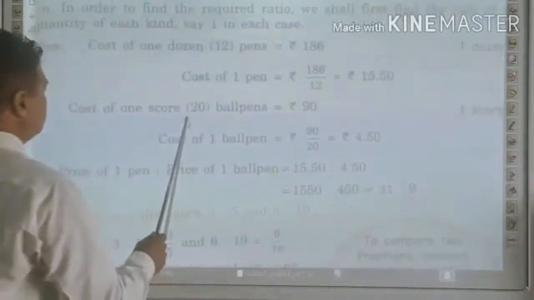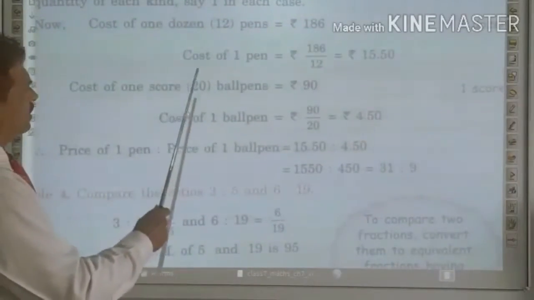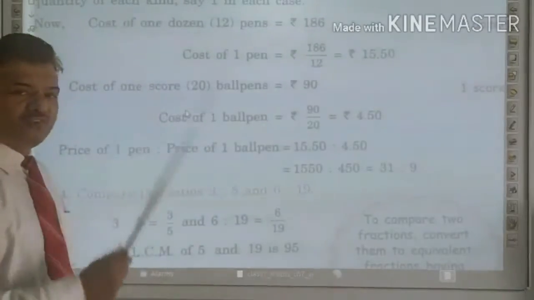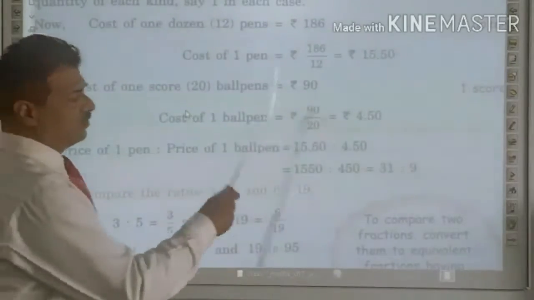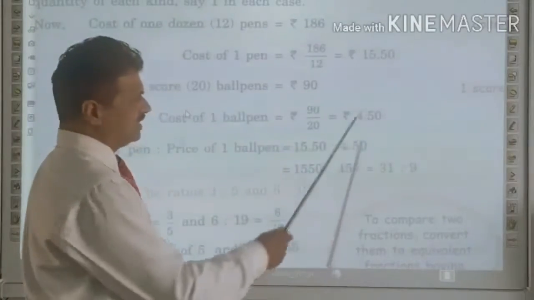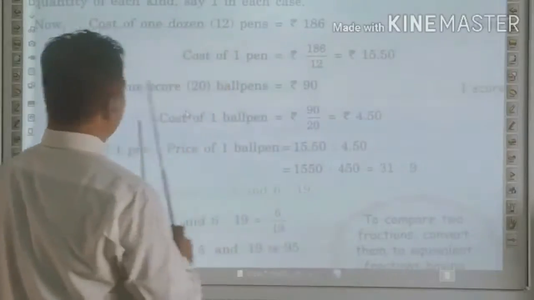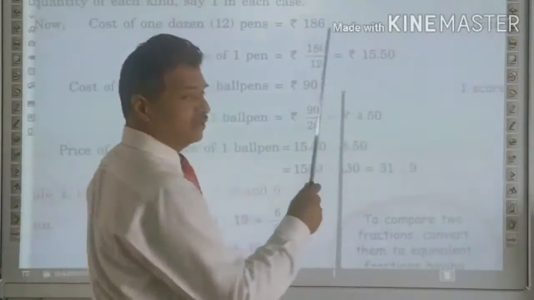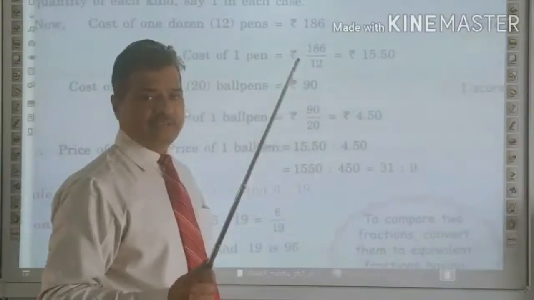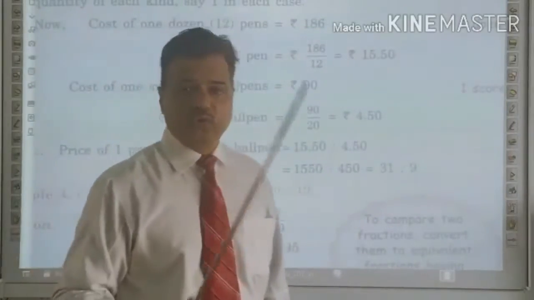Now, the same process. The cost of 1 score, meaning the cost of 20 ball pens, is equal to 90. Then the cost of 1 ball pen is equal to 4 rupees 50 paise. So the cost of one pen is 15 rupees 50 paise and the cost of one ball pen is 4 rupees 50 paise.